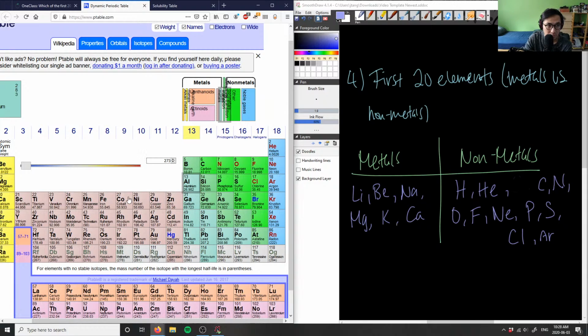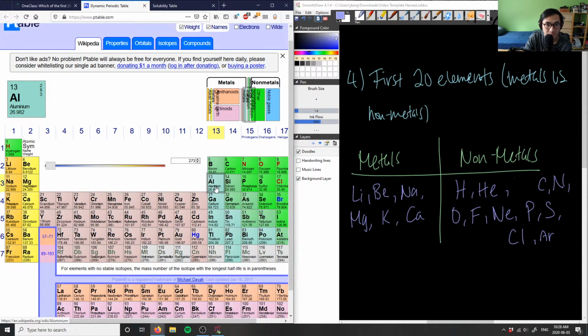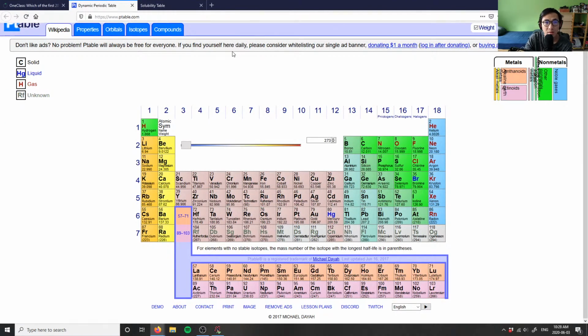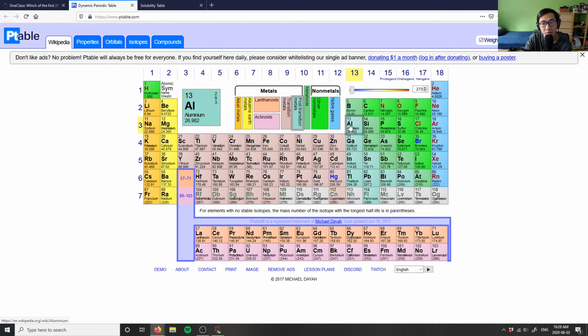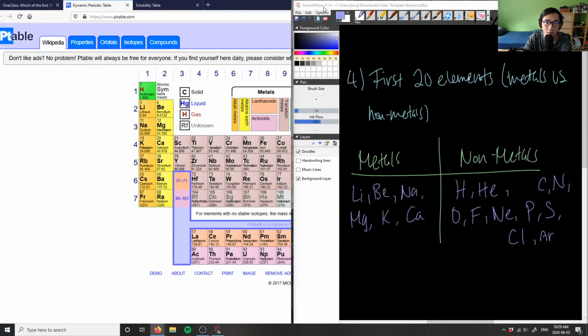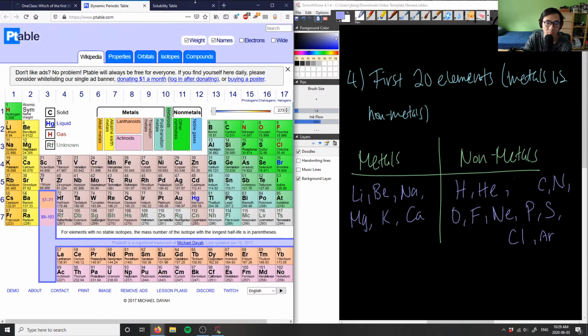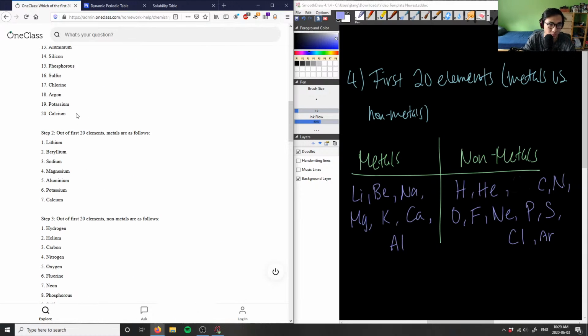Aluminum is here. Let me maximize this for you to see. Aluminum here is a post-transition metal, so in this case it would be considered a metal. Boron and silicon are the cutoff, this staircase is the cutoff, and aluminum you could think of as a post-transition metal. This entire block is transition metals, and this aluminum would also be a metal. So I'm missing aluminum from my chart. The solution here is correct because they actually included aluminum, whereas I didn't.